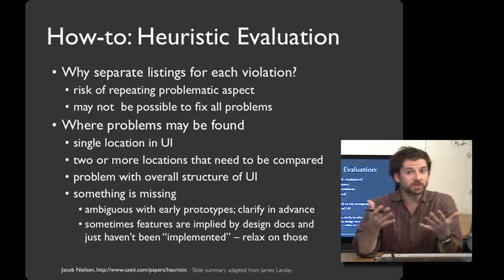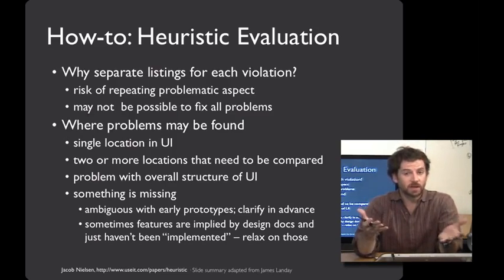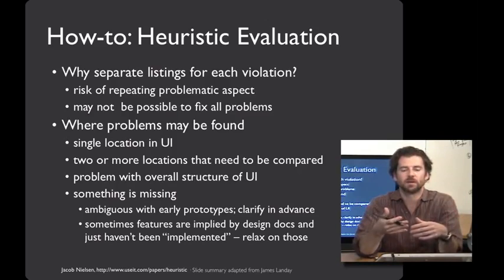Your evaluators may also find that something's missing that ought to be there. And this can sometimes be ambiguous with early prototypes like paper prototypes. And so you'll want to clarify whether the user interface is something that you believe to be complete or whether there are intentionally elements missing ahead of time. And of course, sometimes there are features that are going to be obviously there and that are implied by the user interface. And so mellow out and relax on those.